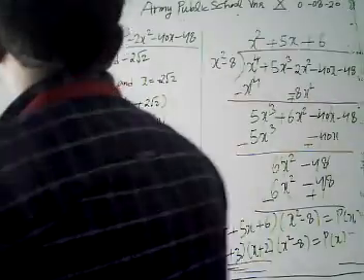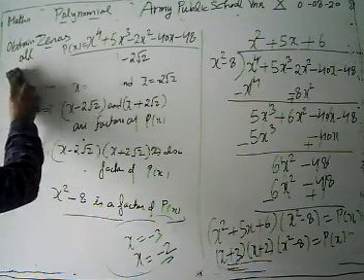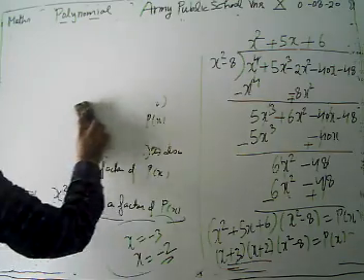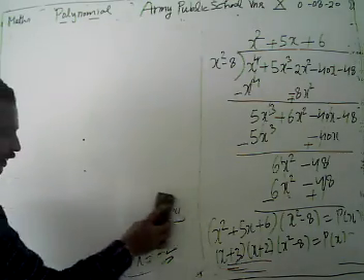Now take another example to find zeros. Again we take a biquadratic polynomial. Again we have two zeros here and we are going to find the other two zeros.